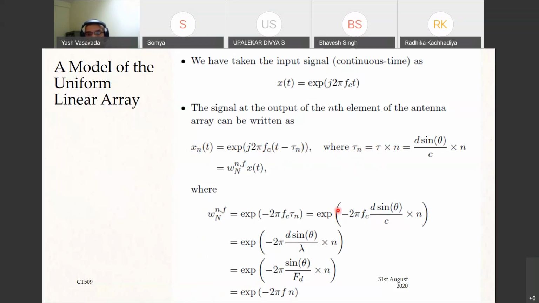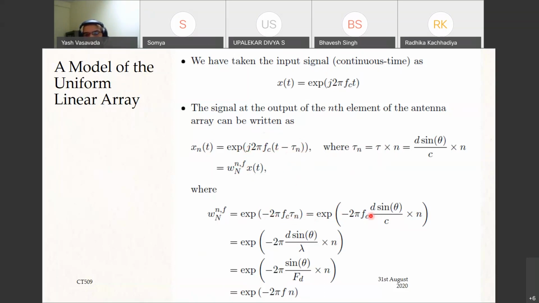And so I can obviously bring out xt outside of this exponent, and then I multiply it by w and f, and that w and f is nothing but exponent of minus j, there should be a j here in front, it's a typographical mistake. So exponent of minus j 2 pi fc tau n. Okay, so it's the second term of this equation.